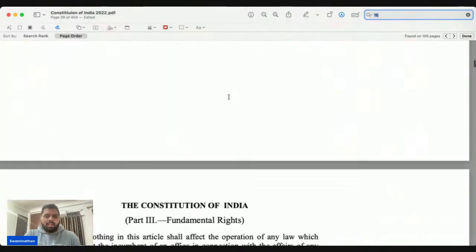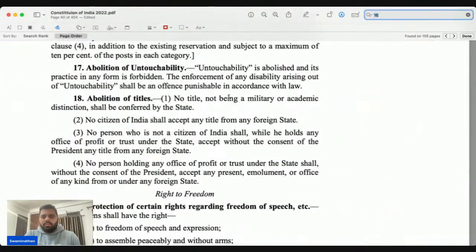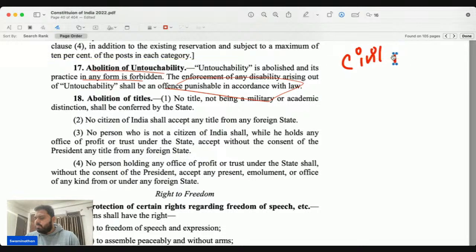Now, moving on, there are certain smaller articles in the fundamental rights itself. Article 17, which talks about untouchability. Untouchability in any form is forbidden. And if anyone is practicing untouchability, imposing any disability out of untouchability, that is an offense punishable in accordance with the law. And for this, Parliament has enacted the Civil Rights Protection Act.